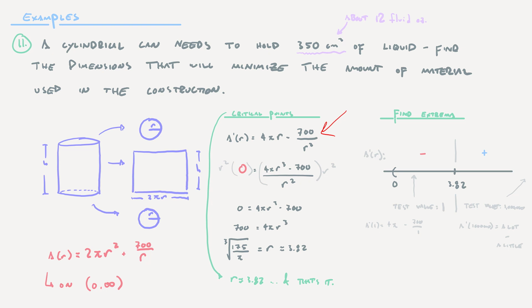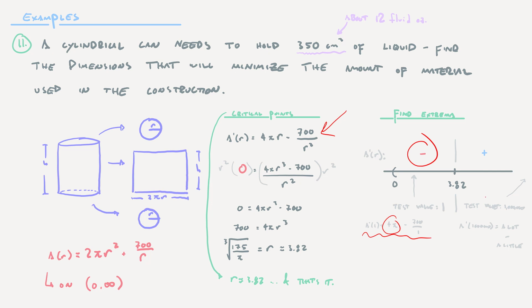The second derivative test will still give you that this is a minimum, though. But the first derivative test is a little bit more clear. My test value between 0 and 3.82 centimeters was 1. And I got this thing here, which is 4 pi minus 700. That's very clearly a negative. So I put negative here.